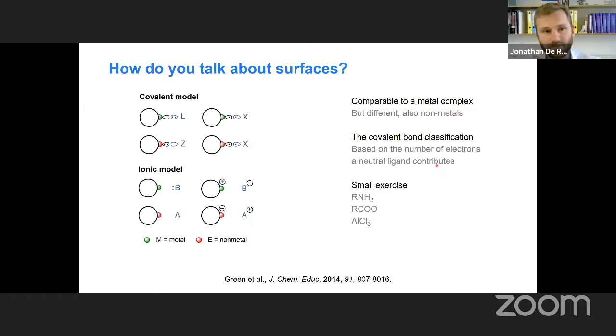So oleylamine is what I would call an L-type ligand. Right? It's a Lewis base. It donates this free electron pair with two electrons. This carboxyl is an X-type ligand.